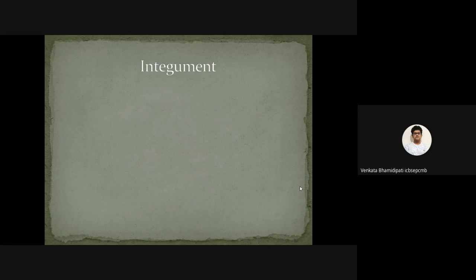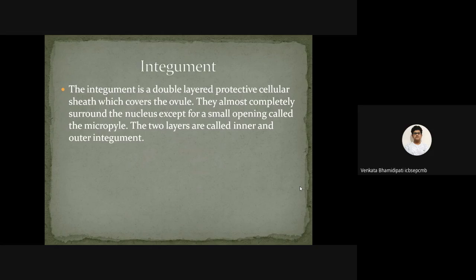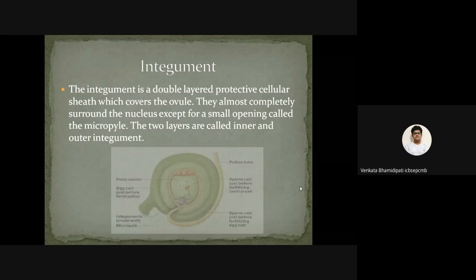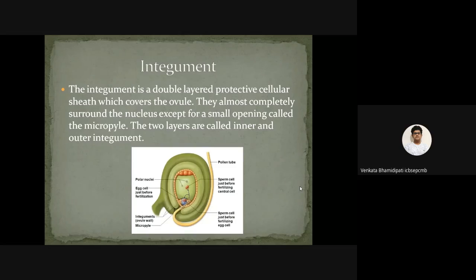Next we have the integument, or the integuments, pluralized. The integument is a double-layered protective cellular sheath which covers the ovule, and they almost completely surround that area, but they leave a small opening which is called the micropyle. The two layers are called the inner and outer integument. Not really much to see, that's pretty obvious. In this image, the darker one is the outer integument and the lighter one is the inner integument. And the small hole over here, that's your micropyle. The micropyle is the area from where the pollen tube enters to fertilize.